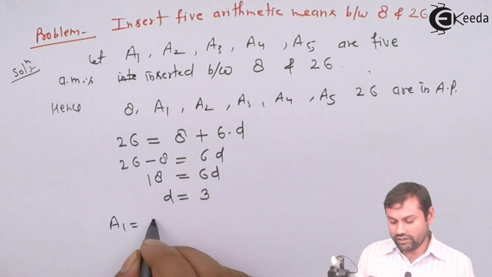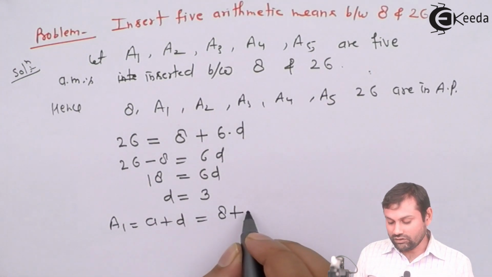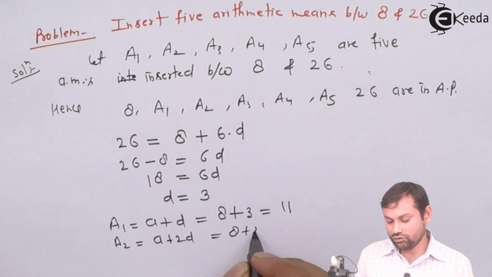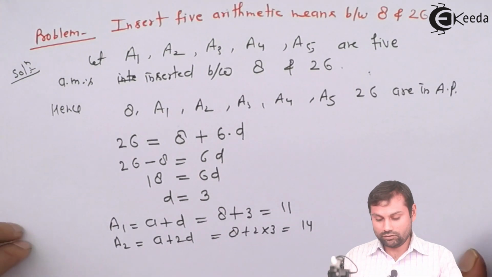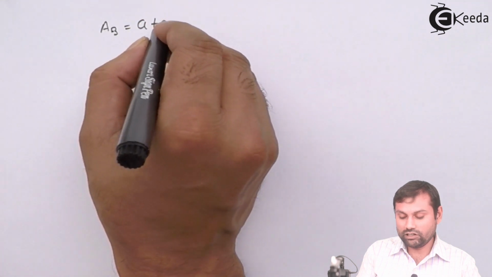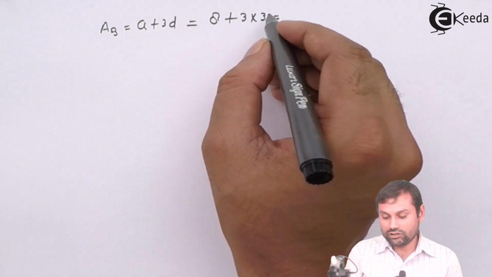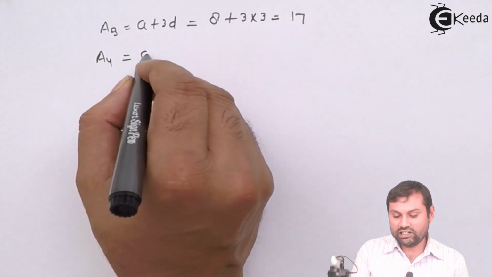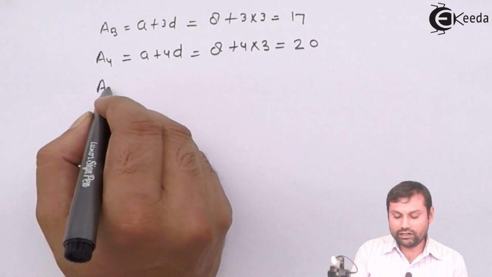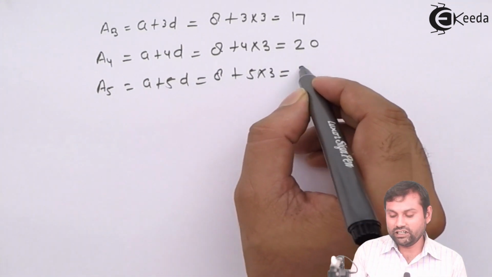So a1 is what? A plus d, so that is a is given 8 plus 3, that is 11. Now a2 is a plus 2d, so 8 plus 2 into 3, that is definitely 14. Again a3 is a plus 3d, so definitely 8 plus 3 into 3, that is 17. a4 a plus 4d, that is a plus 4 into 3, that is 20. And a5, that is our last term, a plus 5d equals to 8 plus 5 into 3, that is 23.